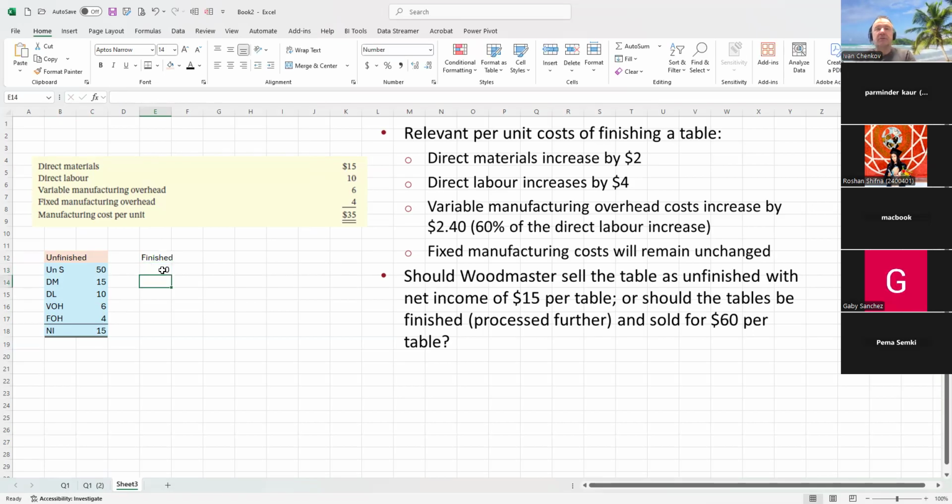New additional cost. How much will be the total cost now? If we have to add another $2 to our direct material, that's 16, 17. If we have to add another $4 of direct labor, 14. If we have to add another $2.40 on the variable overhead, 8.4. Fixed cost, same. Nothing. $4.